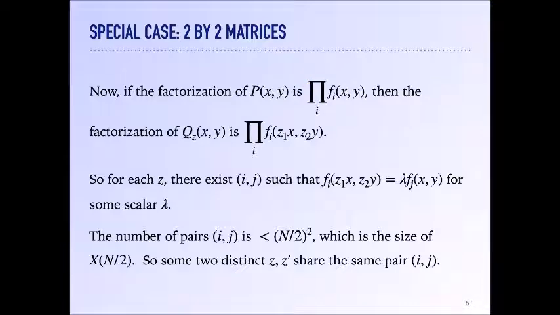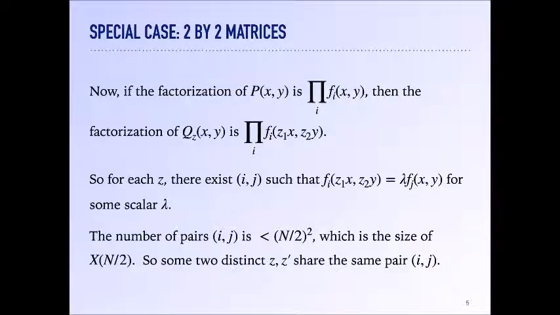So how many pairs ij could there be? What I want to show is that there's two different z's that give me the same pair i and j. But how many irreducible factors can there be? The number of pairs ij is just the number of irreducible factors squared. The largest the number of irreducible factors could be is the degree of this polynomial. So the number of pairs you could have is less than n over 2 squared, because the degree is less than n over 2.